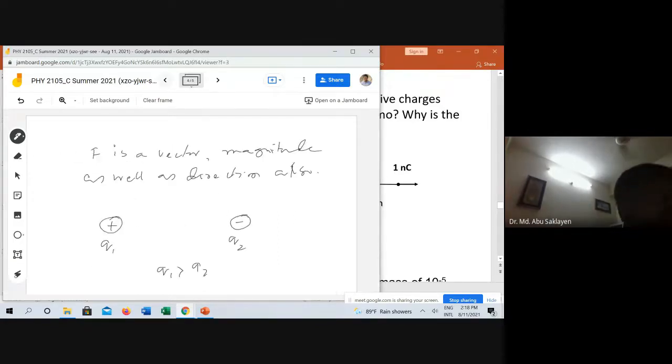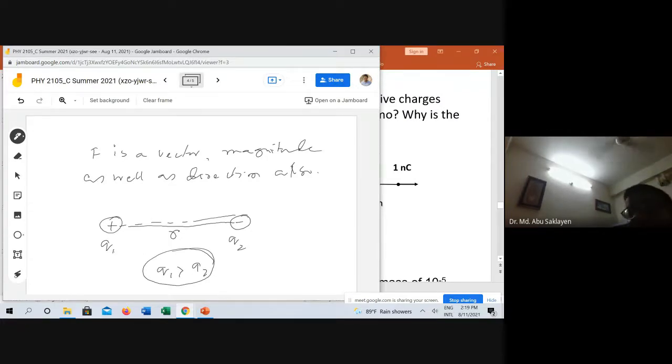The direction of the force. Look at the arrangement of charges. They are separated by a distance r. Tell me what will be the direction. Here are different types of charge, right? One is positive, another is negative. So we know unlike charges attract one another. So here Q1 and Q2 are unlike. Q2 is negative, Q1 is positive. It is written here Q1 greater than Q2. So what will be the direction of the force?